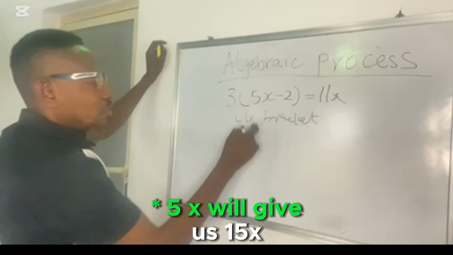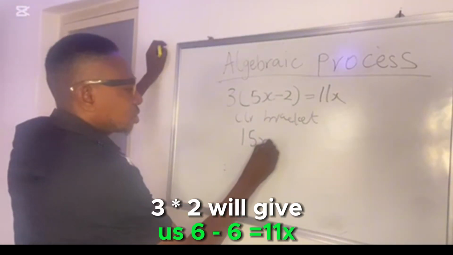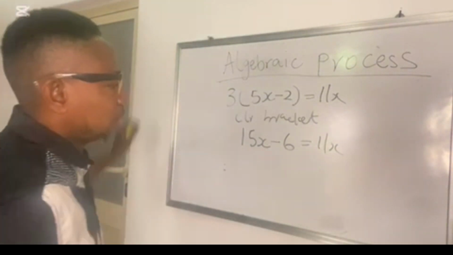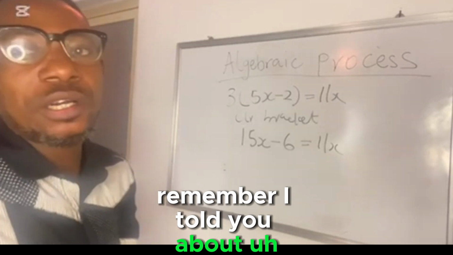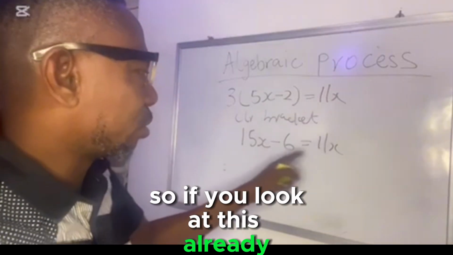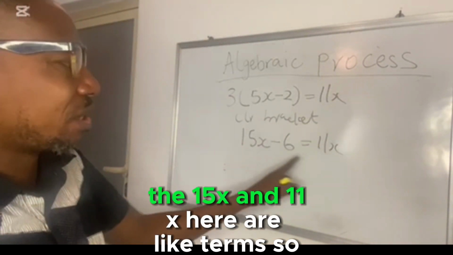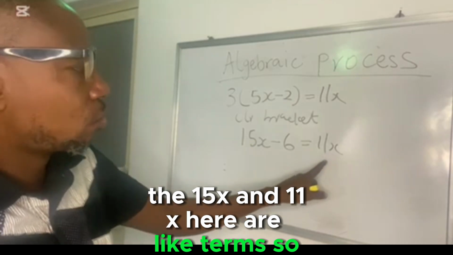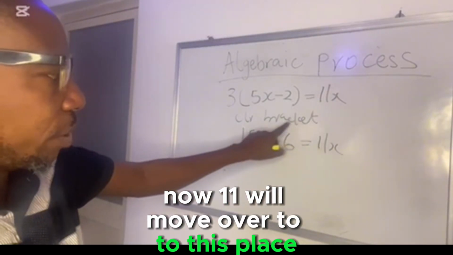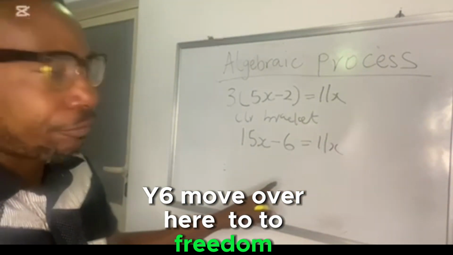3 times 5x will give us 15x. 3 times 2 will give us 6, minus 6, equals 11x. Remember I once told you about collecting like terms. If you look at this now, which ones are like terms here? The 15x and the 11x, they are like terms. So we have to collect them. Now, 11x will move over to this place, while 6 will move over here to leave them alone.